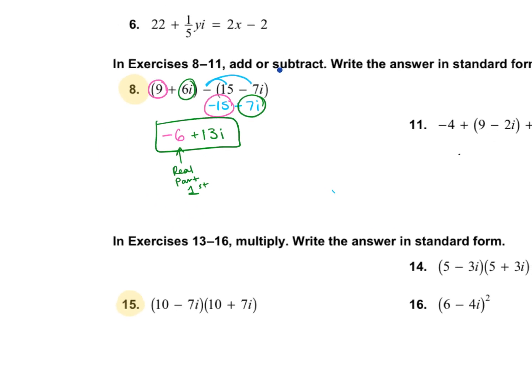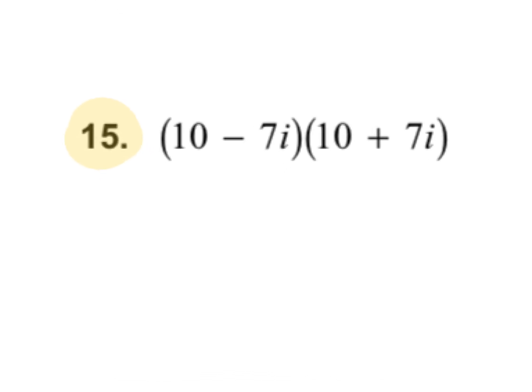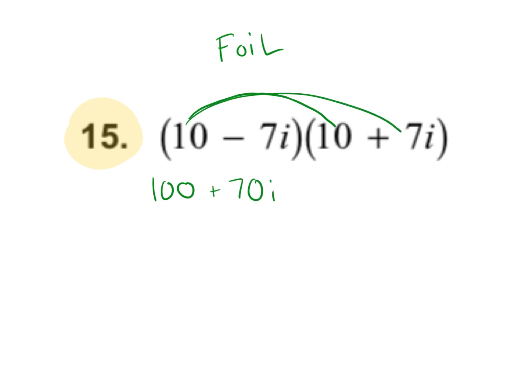All right, 15. Here we're multiplying. How would I multiply these two? FOIL. So we start by multiplying the first. 10 times 10 is 100. Then the outsides, 10 times 7i, 70i. Negative 7i times 10, minus 70i. And then the last, negative 7i times 7i, minus 49i squared.